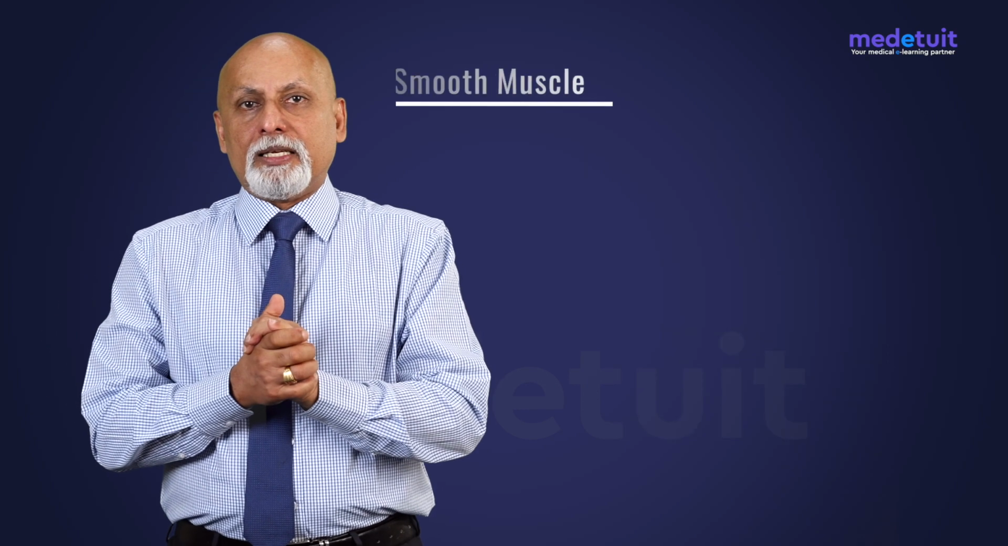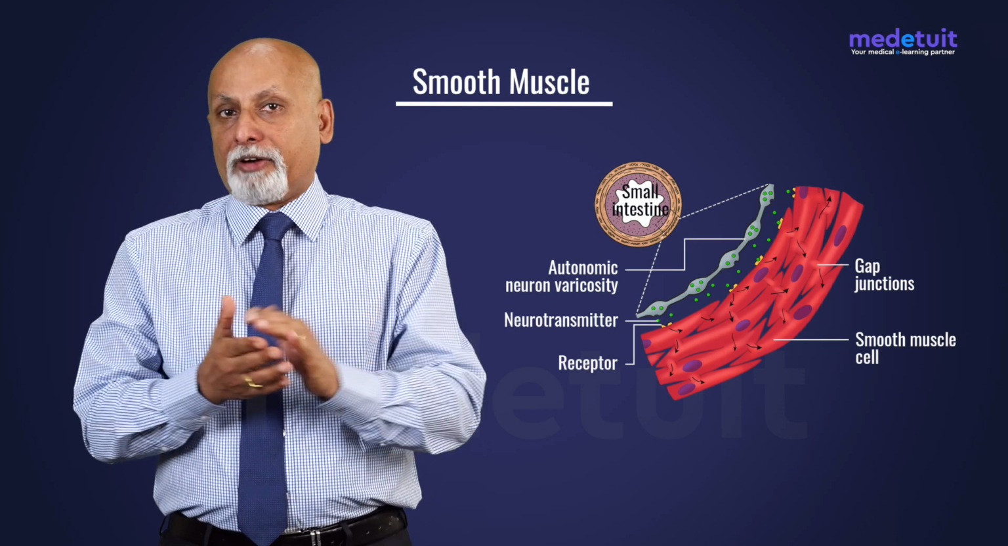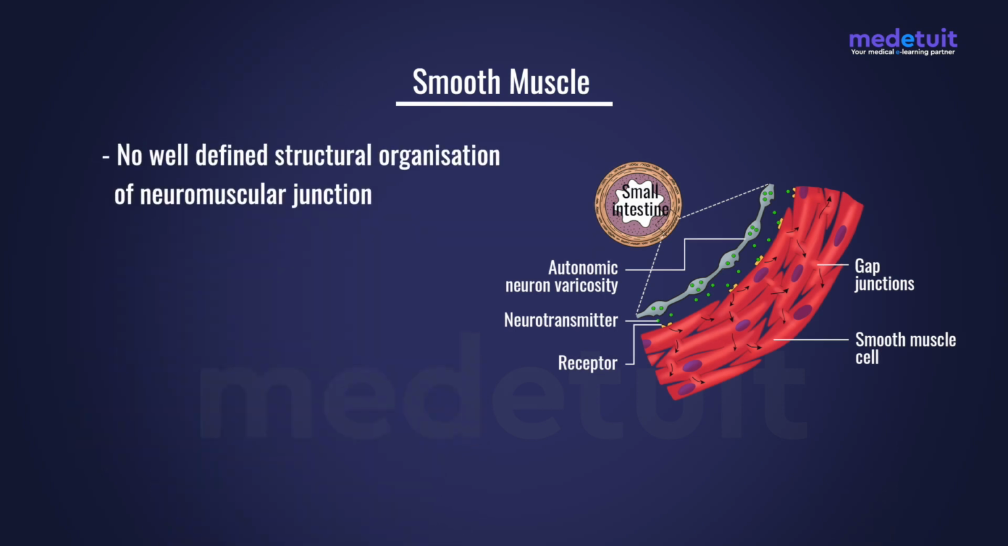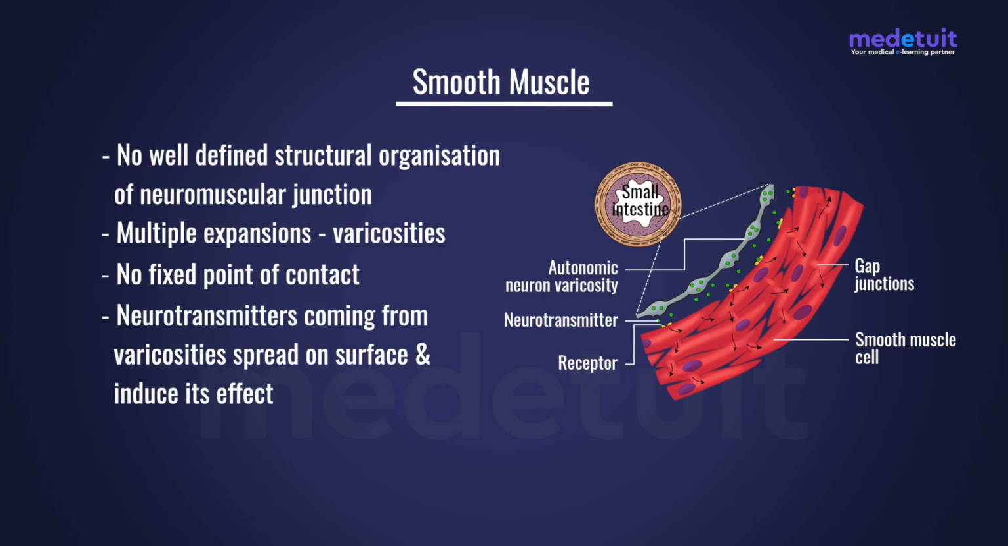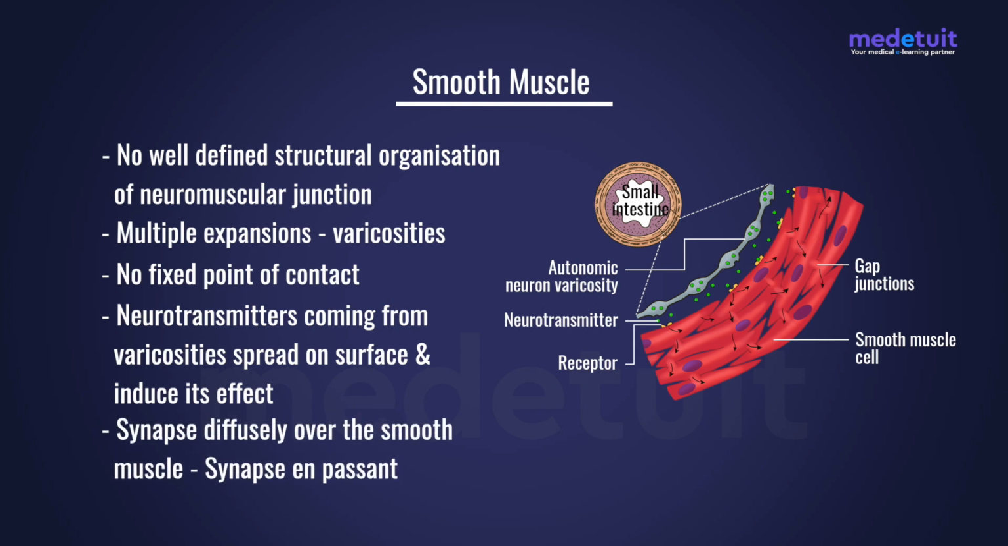When we come to the smooth muscle, as you see there in the diagram, there is no well-defined structural organization of neuromuscular junction in the smooth muscles. Instead, you can see multiple expansions. They are called varicosities running over the surface of the smooth muscle. There is no fixed point of contact. The neurotransmitters coming from the varicosities spread onto the smooth muscle surface and induce their effect. Such a synapse, diffusely over the smooth muscle, is called synapse en passant. Such an organization you do not get in a skeletal muscle.